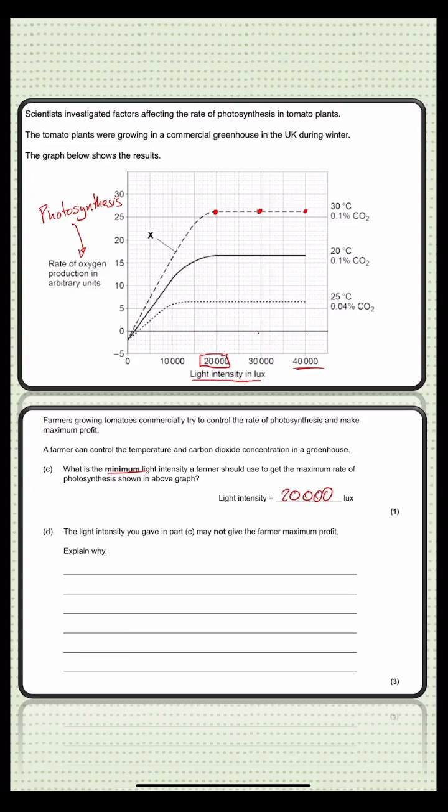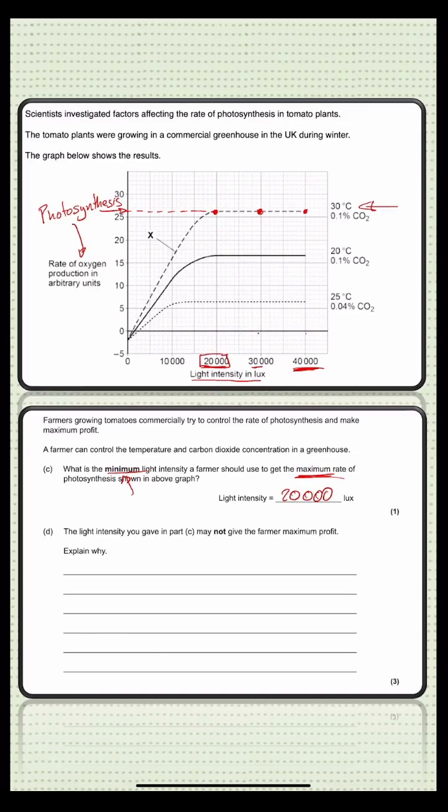So it's asking for the minimum light intensity if they want to maximize the rate of photosynthesis. If we look at this graph, all of them are going to give you the same answer. But if we look at the top graph, the maximum rate of photosynthesis is around here, around 26. So what's the minimum light intensity that gives you 26? It's not 40,000. It's not 30,000. It's around 20,000, because if you go below 20,000, it starts to decrease. So the answer is 20,000. I hope that makes sense.